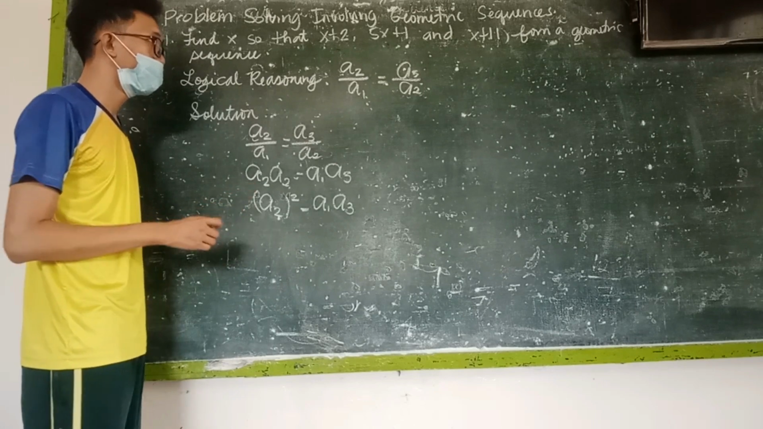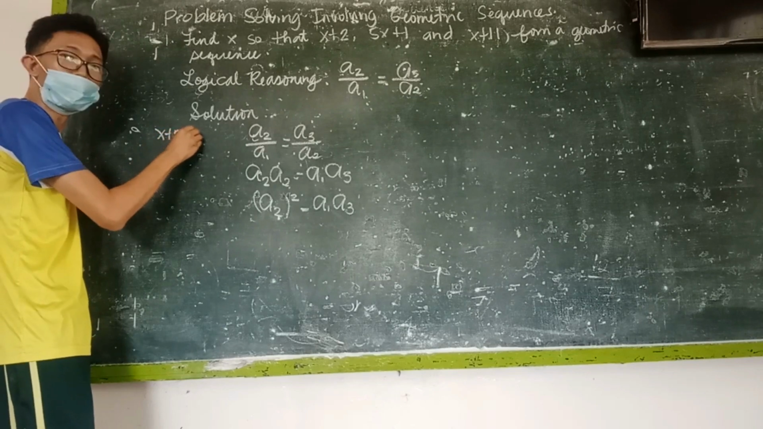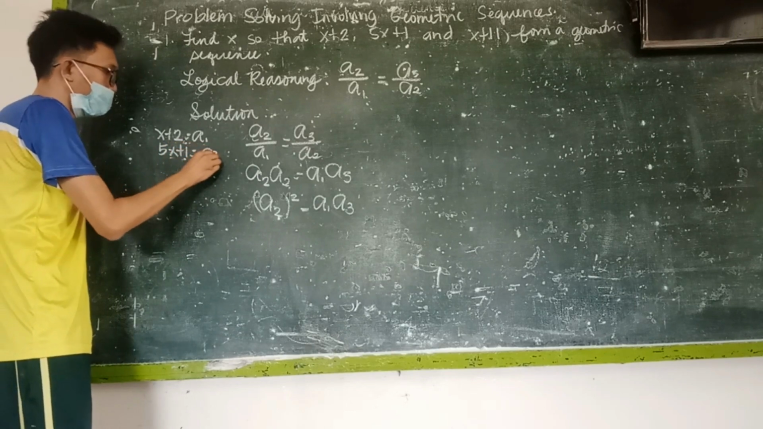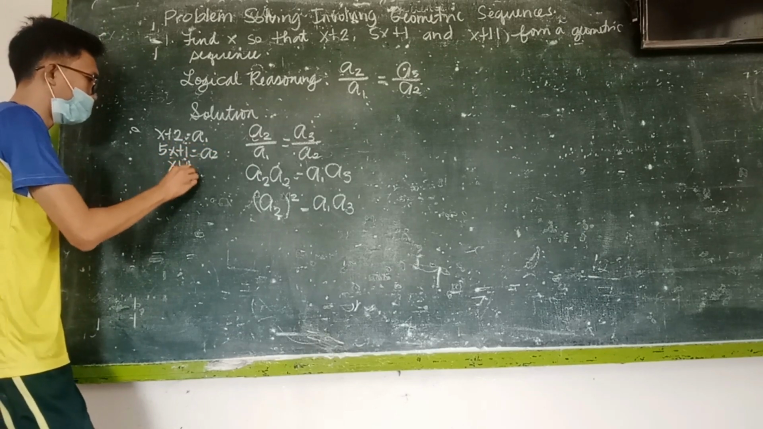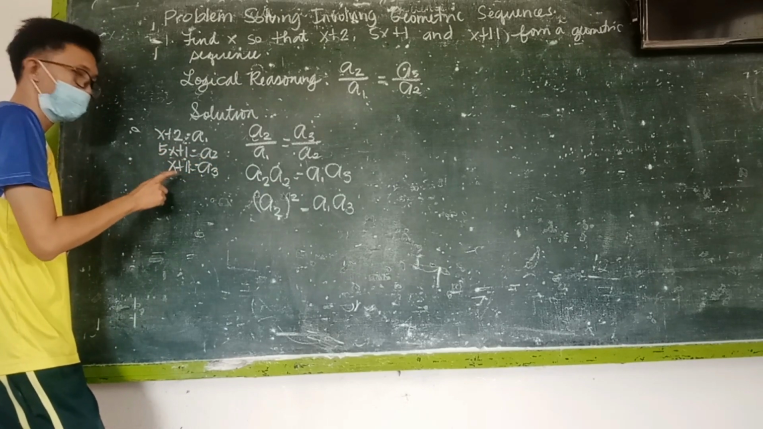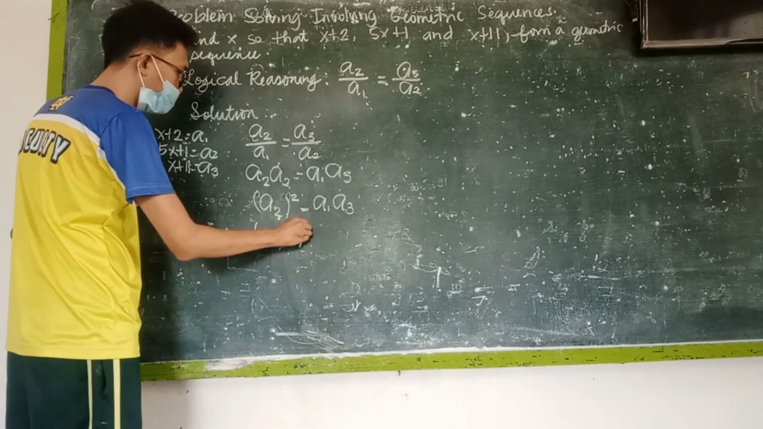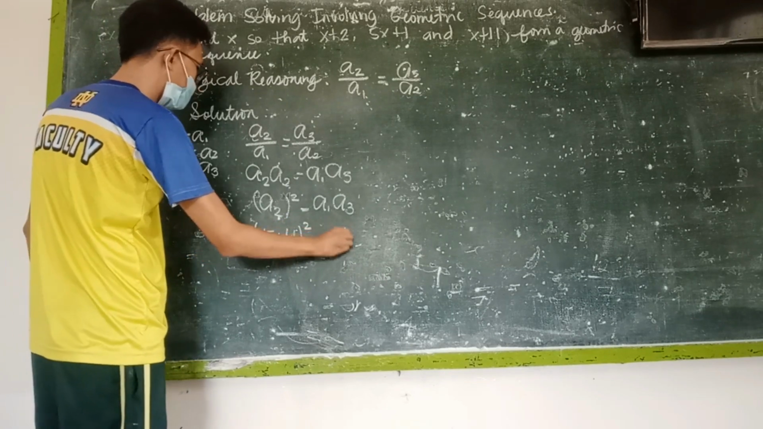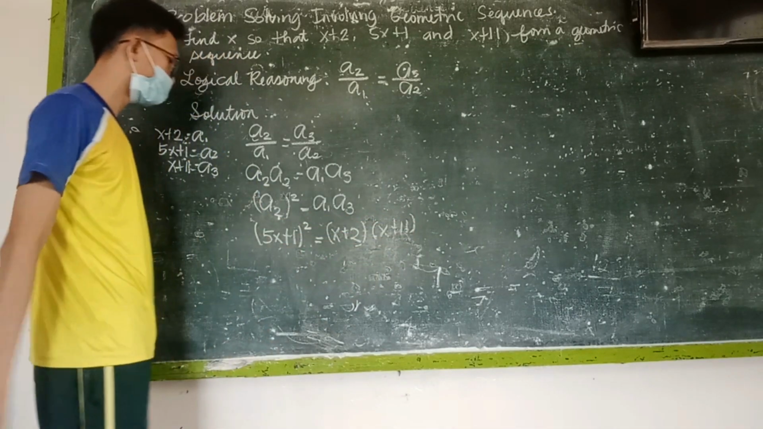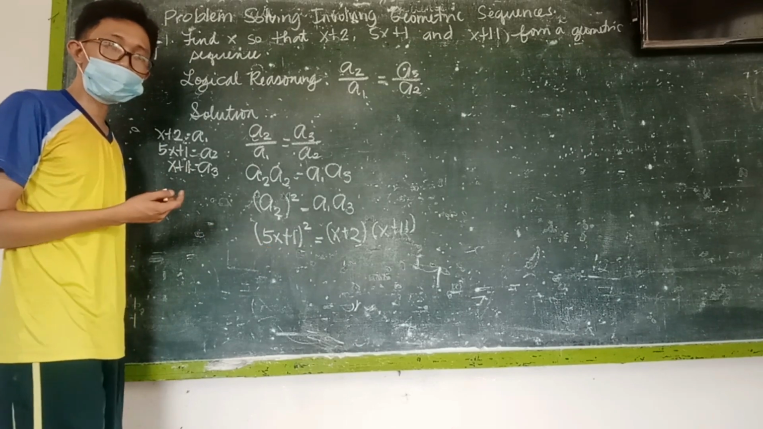By our problem, we assume that x plus 2 is our a sub 1, 5x plus 1 ang ating a sub 2, at saka x plus 11 ang a sub 3. So we can substitute using these binomials. So we have 5x plus 1 raised to the power of 2 is equal to x plus 2 times x plus 11. Now, gagamitan natin ang formula in getting the square of a binomial.